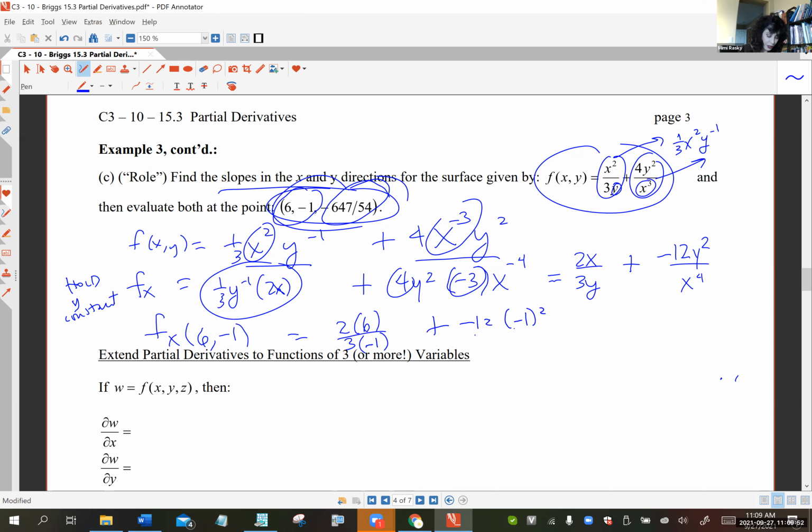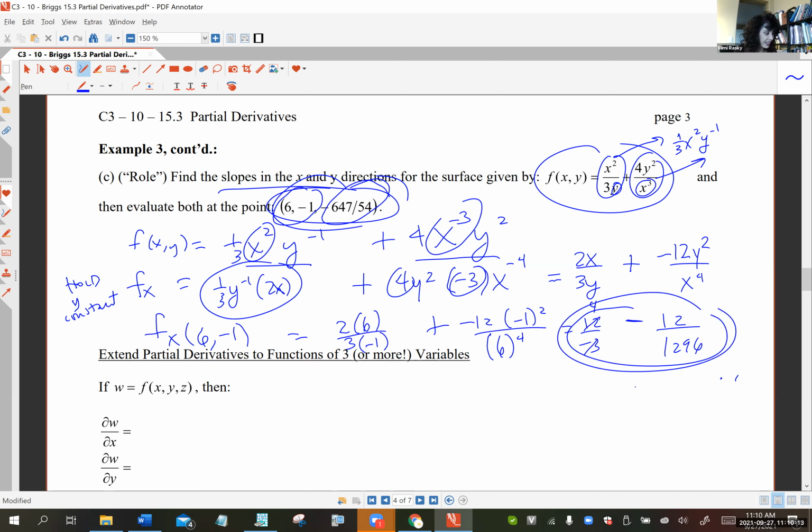So after you substitute this in there, I get 12 over -3 minus 12 over 6 to the 4th, which I think is 1296. And then you can reduce the first term, of course, to -4. But then what is this? I get -4 minus 1 over 108, which completely simplifies to this yucky number.